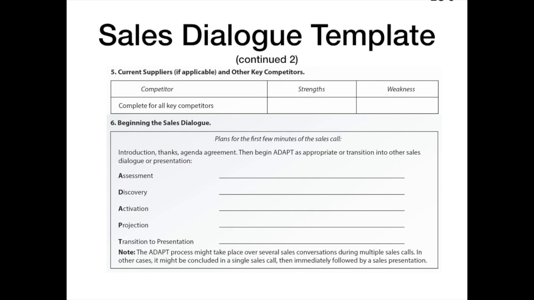From there, you should jump right into the ADAPT questioning sequence. Transition to other parts of the sales dialogue when it feels natural to do so. Don't feel that you have to stick to the assessment, discovery, activation, projection, and transition format if the buyer takes you in a different direction. Also keep in mind that sometimes these questioning sequences might take place over several different sales conversations over quite a long or short period of time. Other times, it can be concluded in one single sales call.